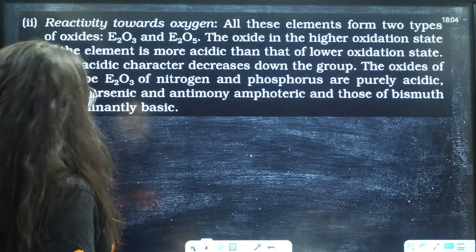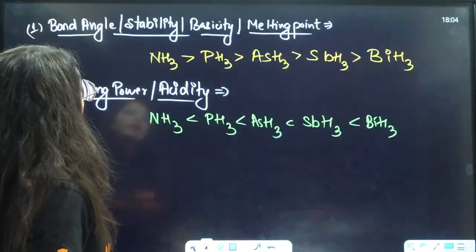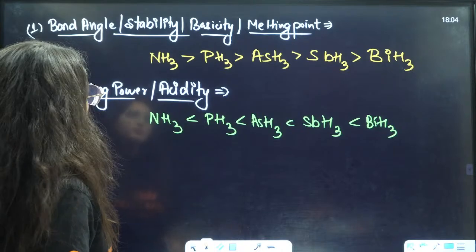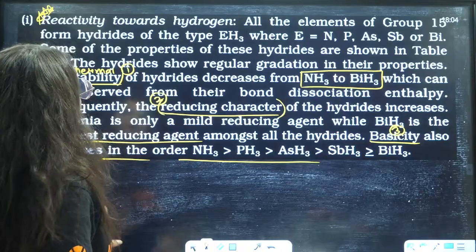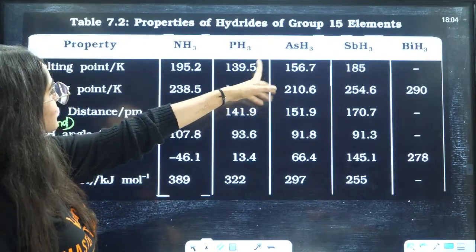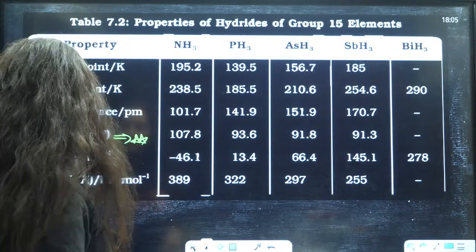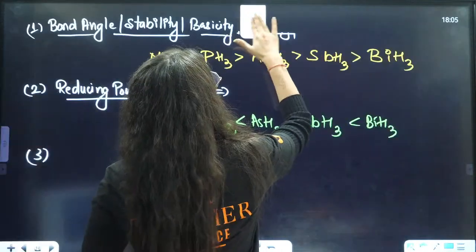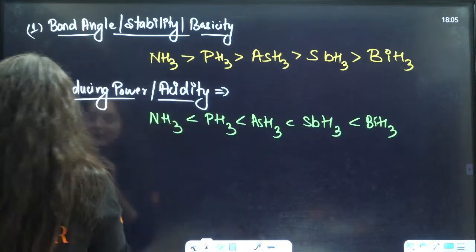Wait a minute, what we have written, that melting point of this NH3 is maximum, then it is decreasing. What about this thing here? It's maximum, then it is decreasing, but then it is increasing again. So it will not be the order. Just give me a second. Let us write the order here of melting point.